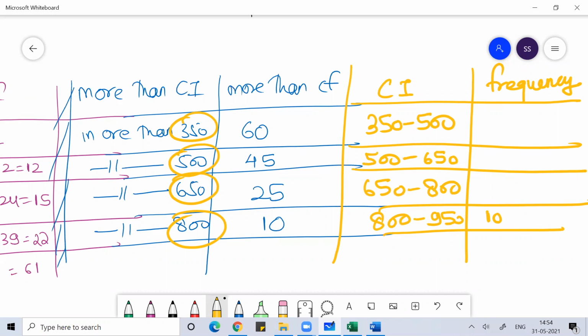How do you find the normal frequency? Start from the bottom: 10, then 25 minus 10 is 15, then 45 minus 25 is 20, and then 60 minus 45 is 15. You get the normal frequency. Now you can do the further calculation.